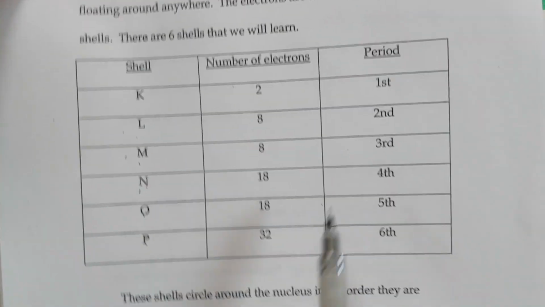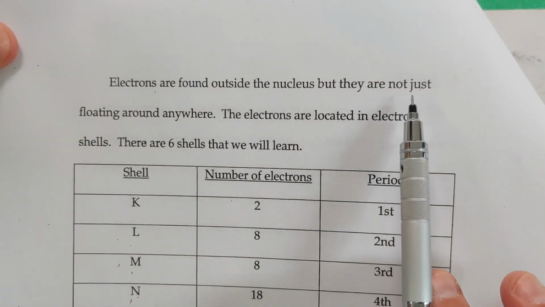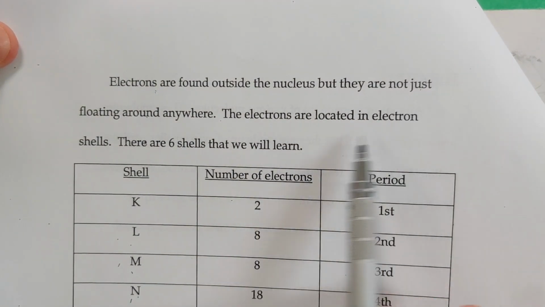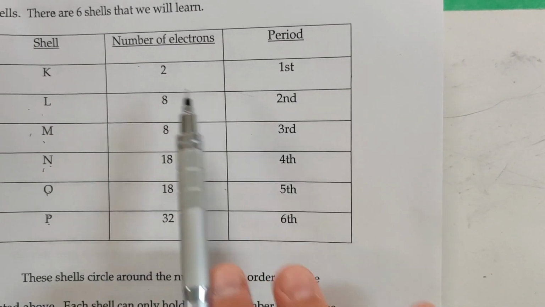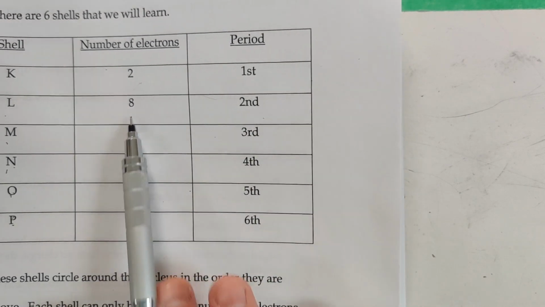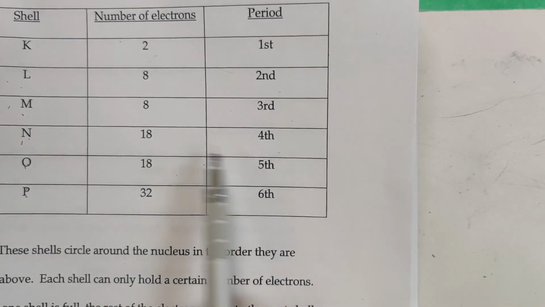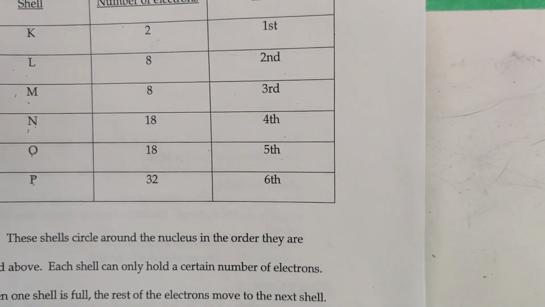All right, so that's how you figure those out. That's very important. Let's take a look. Here's some rules for putting your electrons in those shells like we show you here. Electrons are found outside the nucleus, but they are not just floating around. The electrons are located within electron shells. There are 6 shells that we can learn, and we're not going to really use all 6, but you should know them. In the first shell, you can put 2 electrons. In the second shell, you can put 8 more. In the third shell, you can add another 8. In the fourth, 18. Fifth, you can add 18 more. And sixth, don't worry if you don't understand that yet. I'll explain it right now.